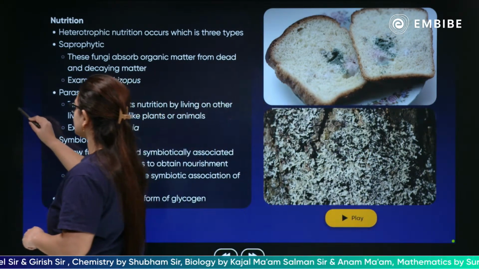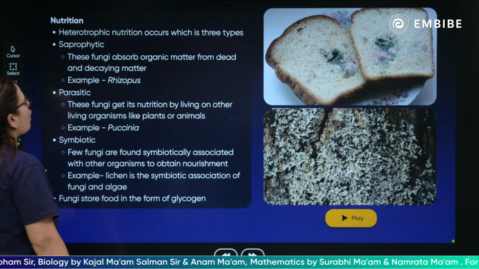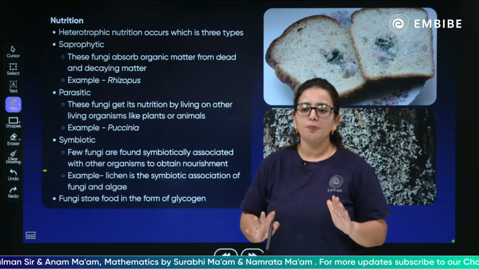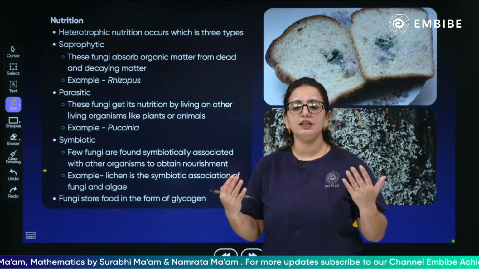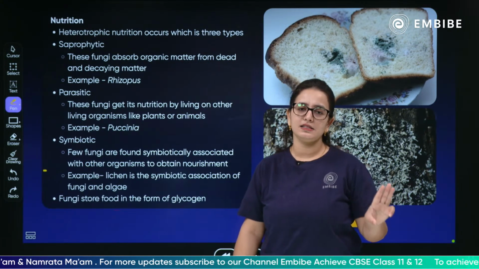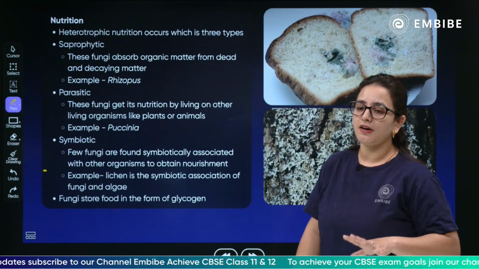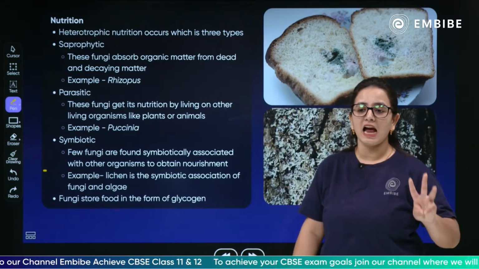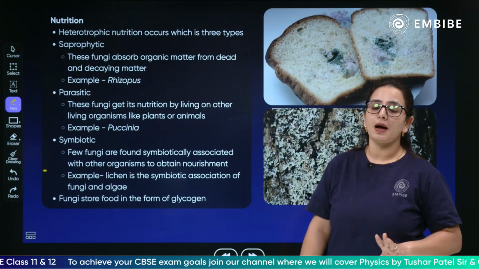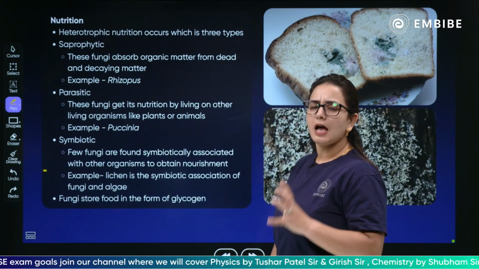So children, as you can see here, the nutrition is typically of three types. Fungi are completely heterotrophic, and when we further divide the heterotrophs, they are divided into three categories. One is the saprophytic, the other is the parasitic, and the third is the symbiotic mode of nutrition. So what is the saprophytic mode of nutrition?